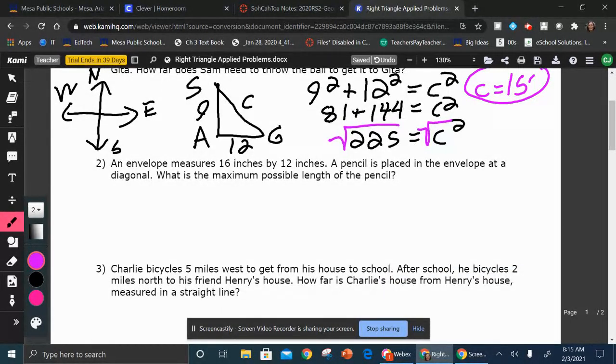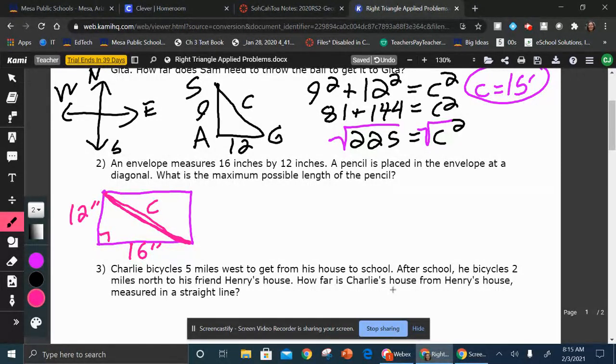Okay, so this one. We have an envelope. An envelope is in the shape of a rectangle. And then we're going to go across. So it's diagonally across. I can draw a diagonal. So that's going to be our C, and it's 16 by 12. Again, we are solving for the hypotenuse. We are solving for C.